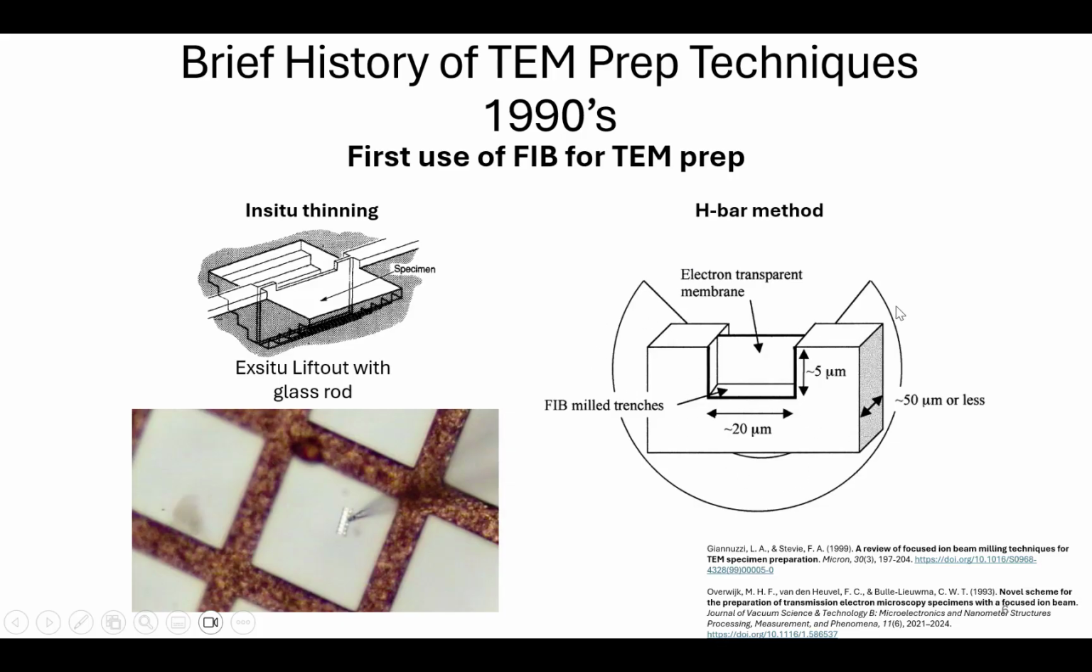And there were two options for this. Either you could get the sample really thin inside of the bulk substrate and then take it out of the SemFib and put it onto a TEM grid.